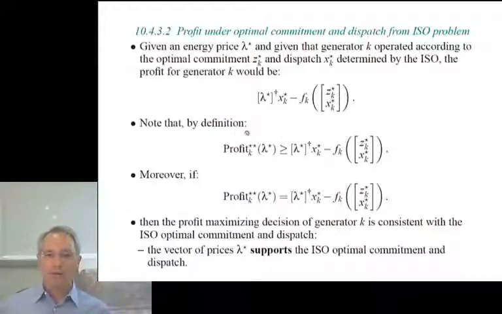Notice that the profit maximum is at least as much as this value, right? This is a particular value of profit for a feasible solution. The profit maximum must be at least as big as that. Furthermore, if they're equal, then the profit maximizing decision of generator K is completely consistent with the ISO optimal commitment and dispatch. In this case, we could say that the vector of prices supports the ISO optimal commitment and dispatch, just as previously we discussed a vector of prices supporting the ISO dispatch.